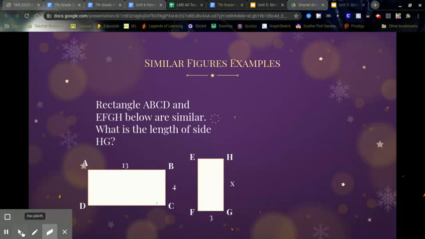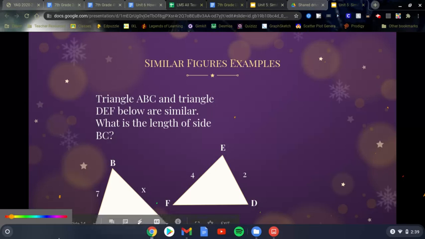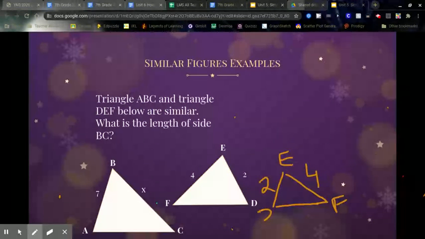Okay, let's do one more. Triangle ABC and triangle DEF below are similar. So I'm going to redraw DEF. There we go. Okay, so D would be this side, E would be this side, and F would be this side. So DE is 2 and EF is 4. That's what we're going to do.